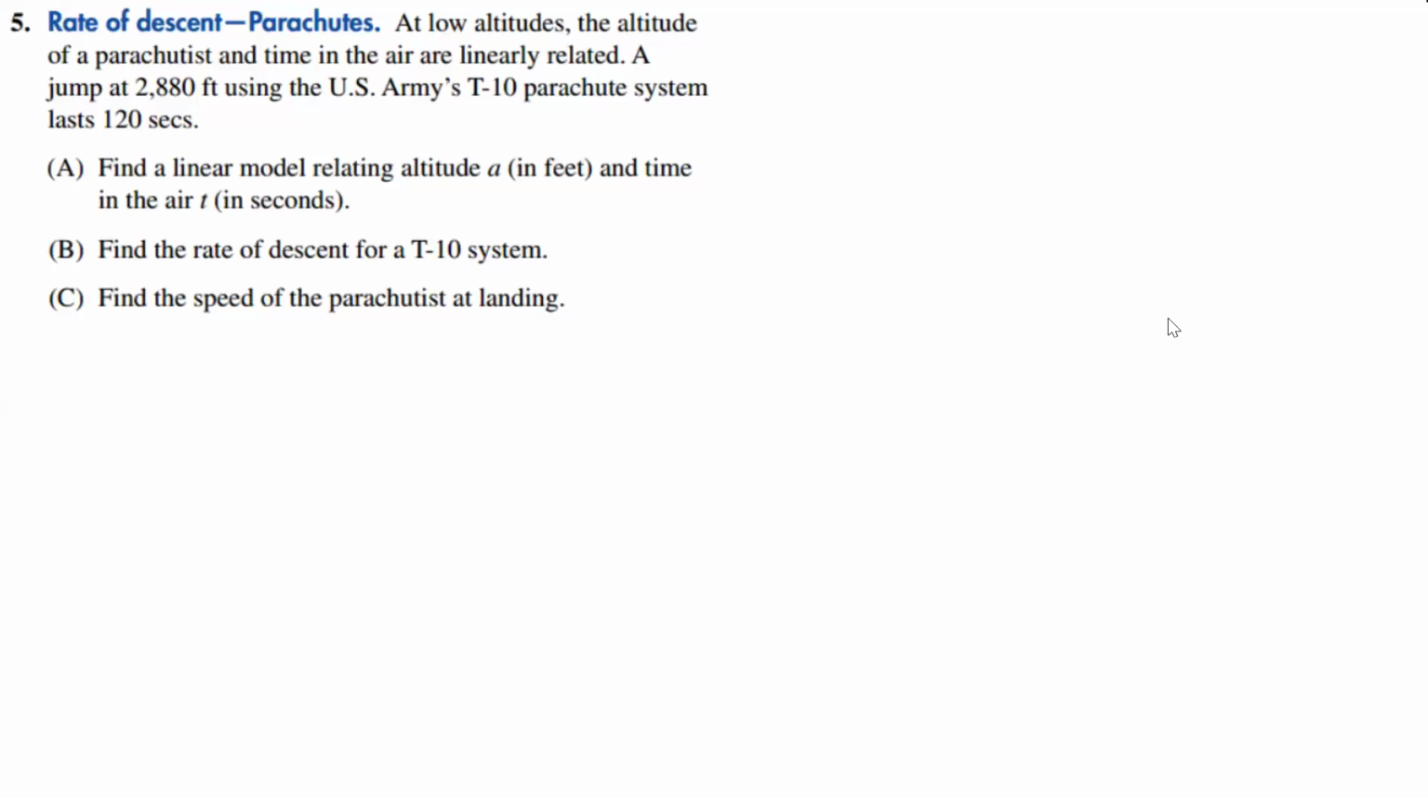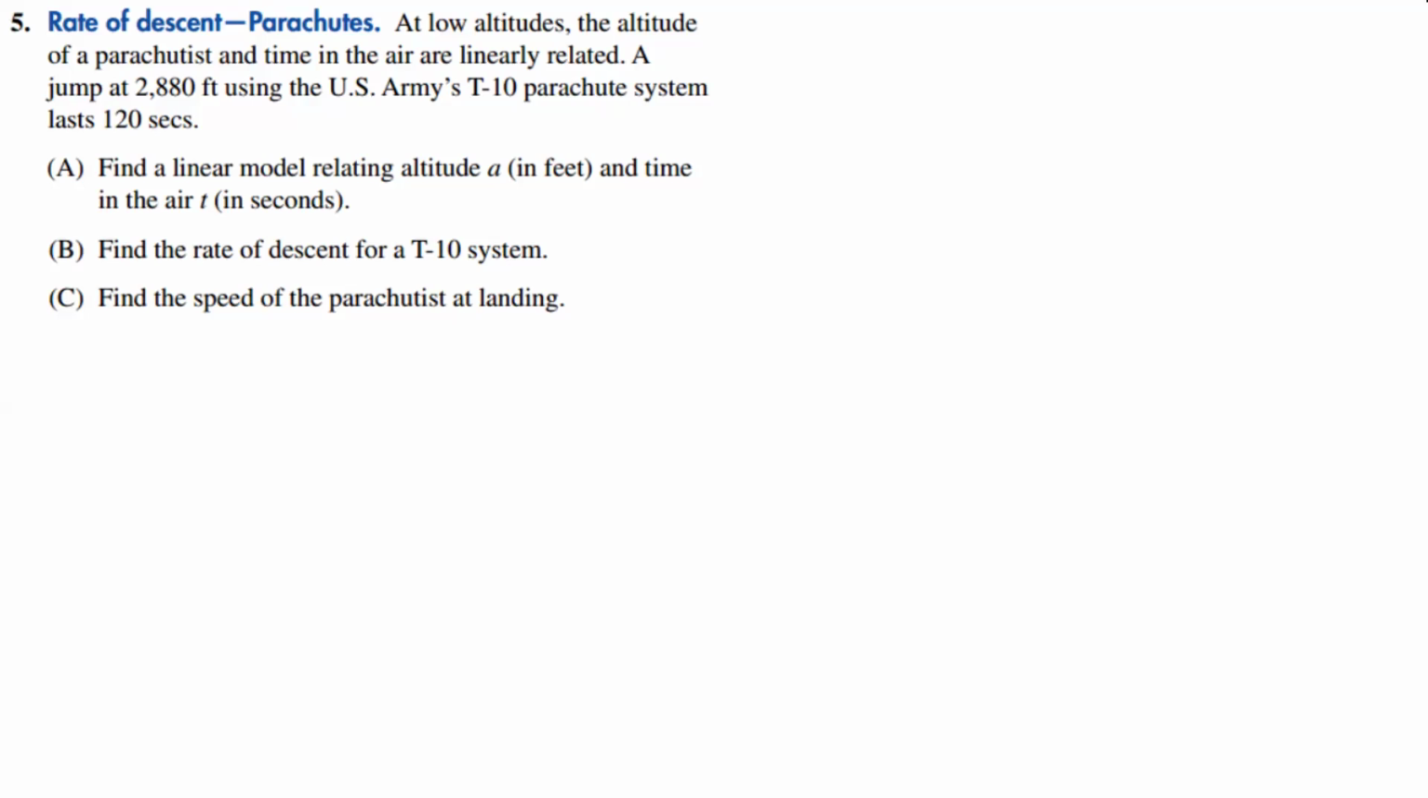All right, so here we have a rated descent for parachutes. At low altitudes, the altitude of a parachutist and time in the air are linearly related. A jump at 2,880 feet using the Army's T-10 parachute system lasts 120 seconds. Now we need to find a linear model relating altitude A in feet and time in the air T in seconds, and then find the rate of descent, which is going to be our slope, and then find the speed of the parachute at landing.